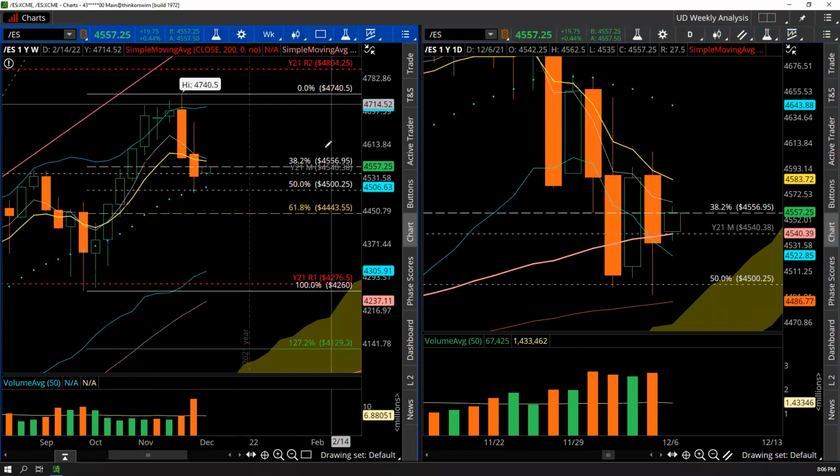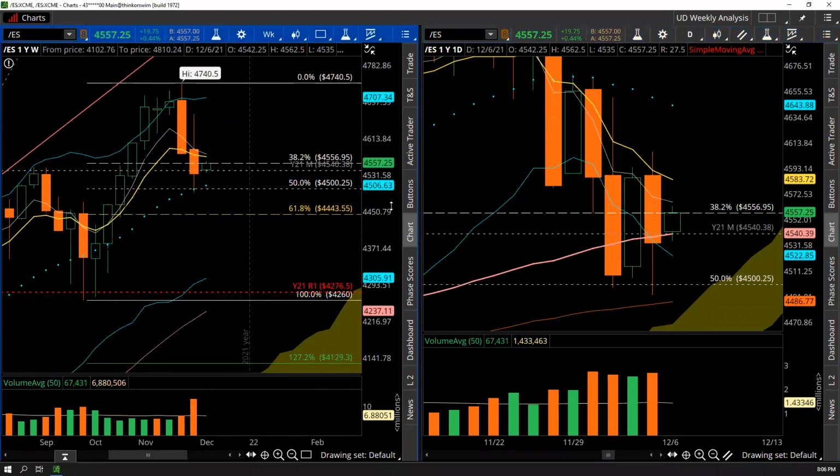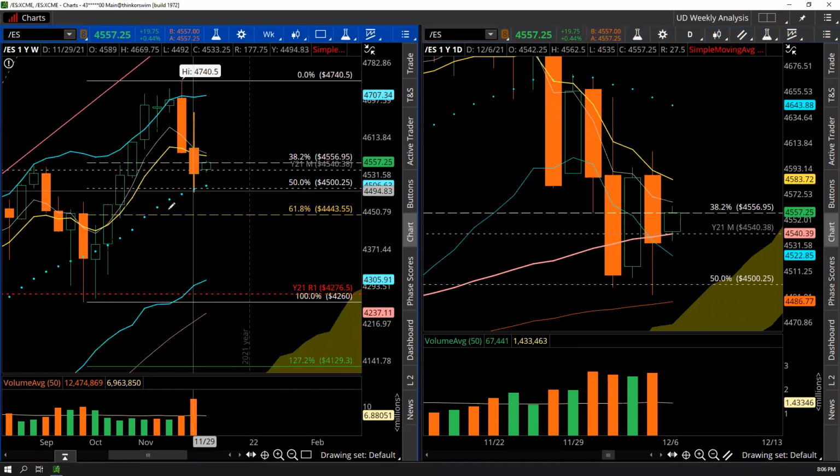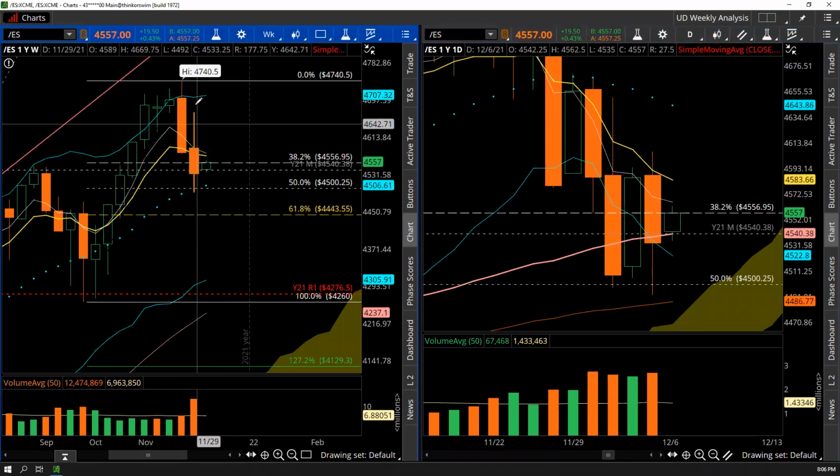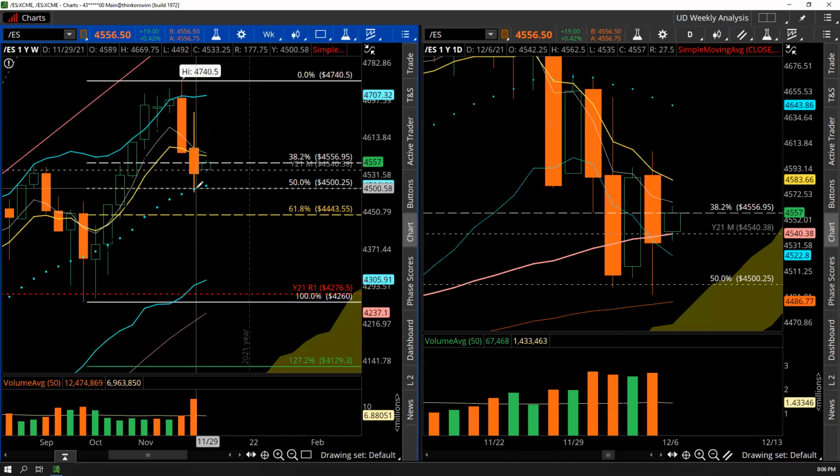On weekly, last week it tested the 20 weeks average. 20 weeks average is roughly half a year, so you're looking at around a 5 to 6 months time frame. So it's trying to hold to that average.